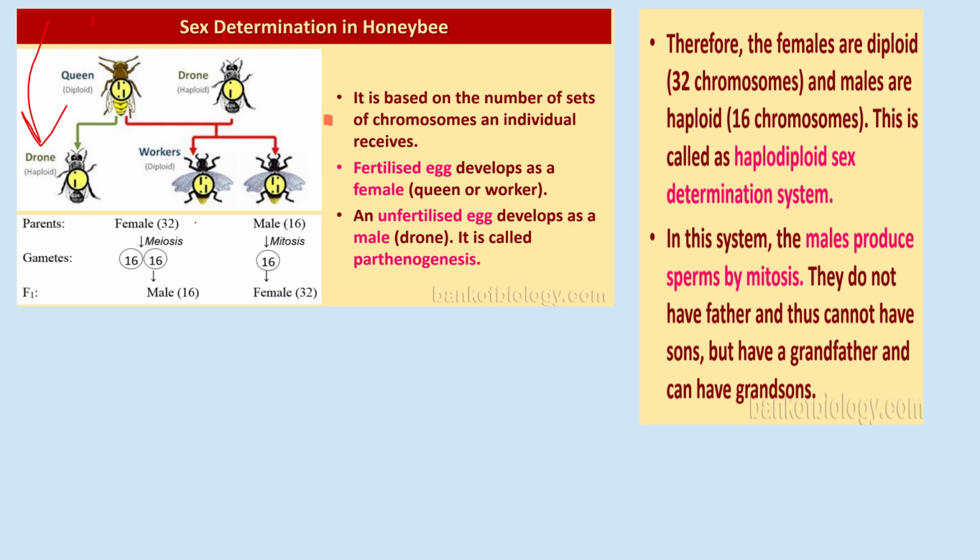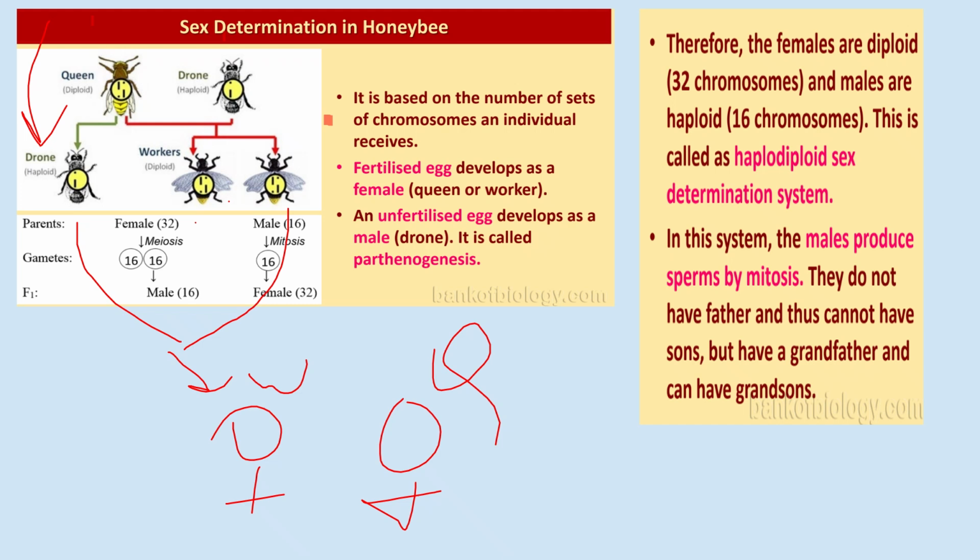Now if we move ahead, when this drone fertilizes a female, this will again form, on fertilization, a female only, a female worker bee or a female queen bee, but never a drone. So this shows that a drone did not have a father and will not have a son. Rather, he will have grandchildren and a grandfather. I hope you could understand this.